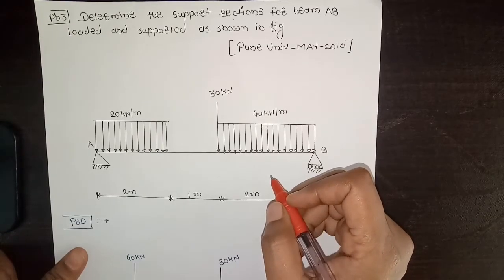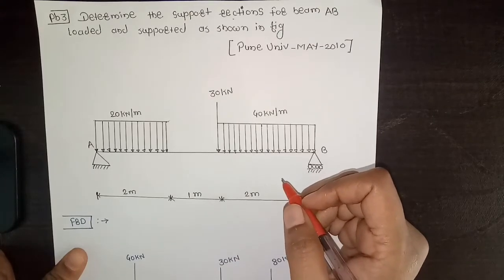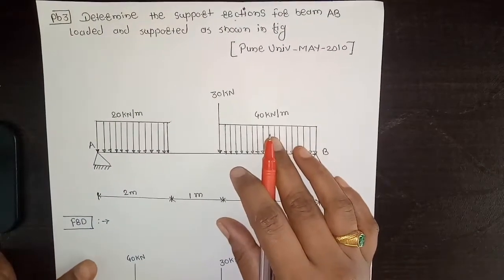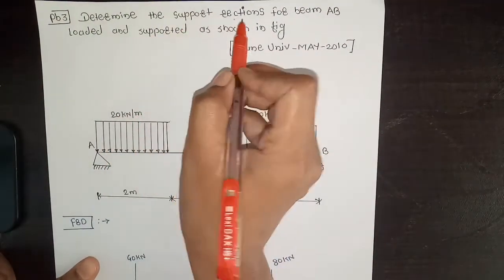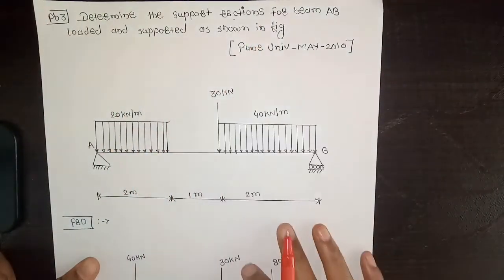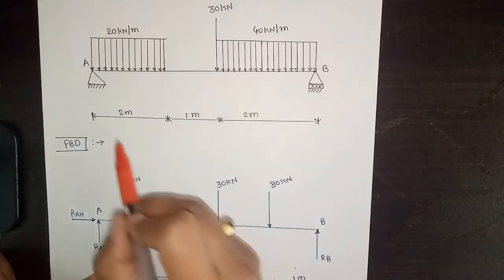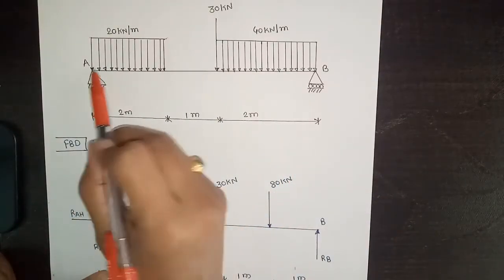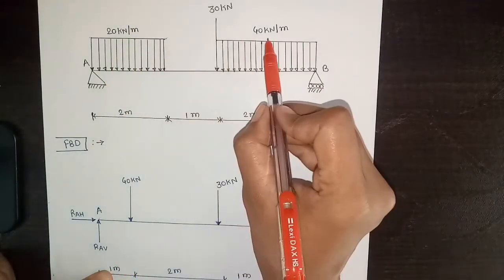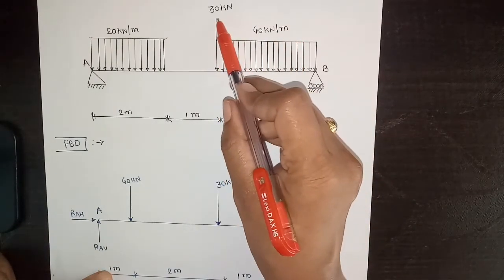Hello everyone. Today we are going to study numericals on support reactions. Let us see the third numerical. Determine the support reactions for beam AB loaded and supported as shown in the figure. Beam AB has two UDLs, 20 kN per meter and 40 kN per meter, and one point load of 30 kN.